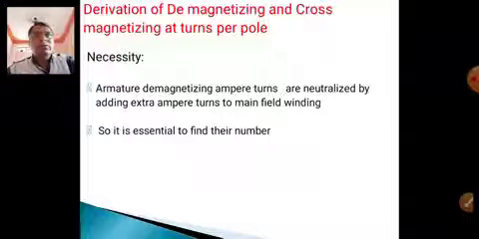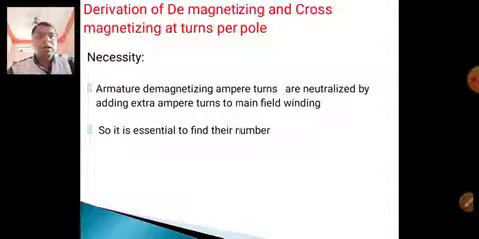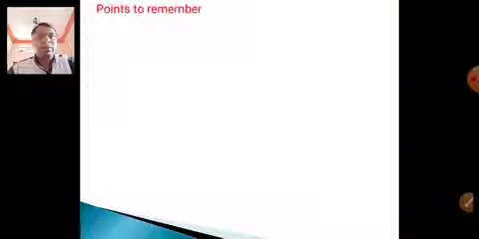So, for this, we have to find the values of how many ampere turns are to be added to neutralize these effects. First, the necessity of this: armature demagnetizing ampere turns are neutralized by adding extra ampere turns to the main field winding. Suppose the field winding has four poles, then how many ampere turns are to be added to neutralize these effects, demagnetizing and cross magnetizing? So it is essential to find their number.